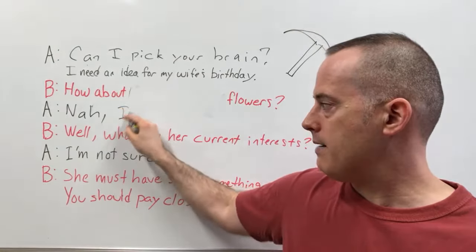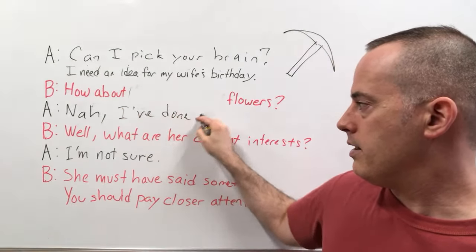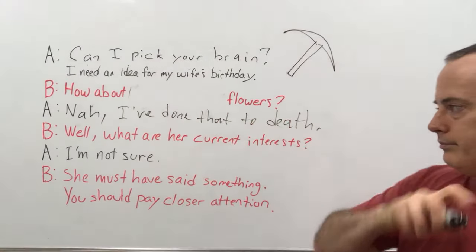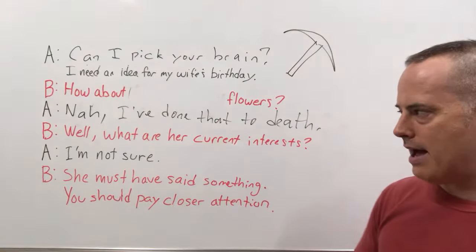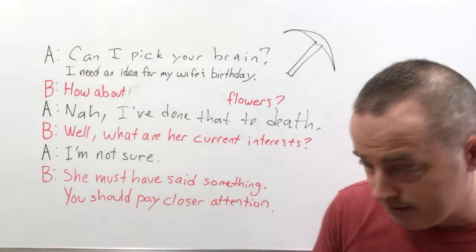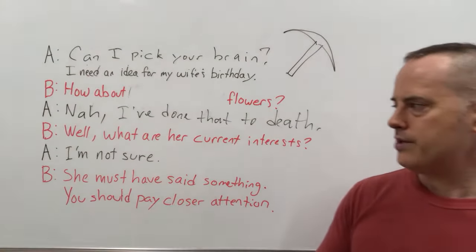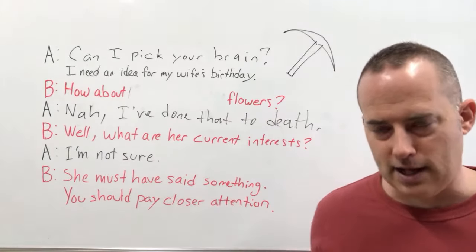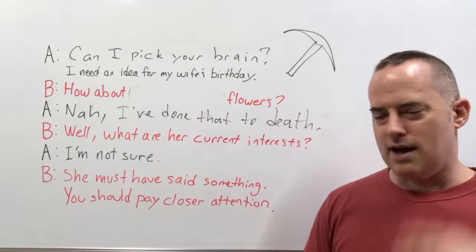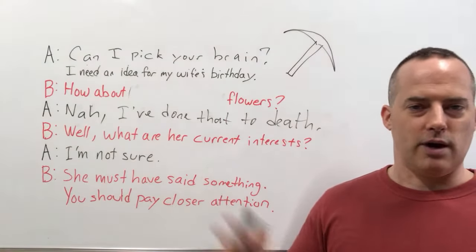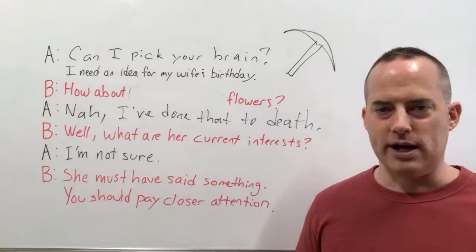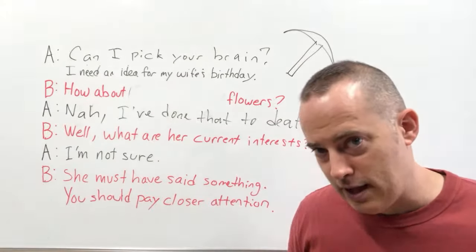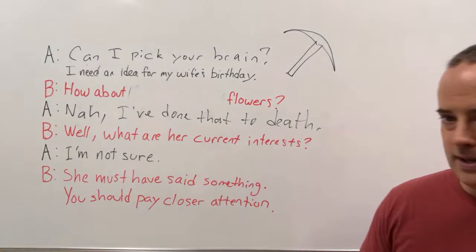So nah, I've done that to death. Nah, I've done that to death. I've done that to death. To do something to death means you've already done something many, many times. And especially in this case, I've already given my wife so many flowers, or I always give her flowers. It's just boring. I've done it to death. All right. So I did it so many times. I killed that thing. I've done that thing to death.